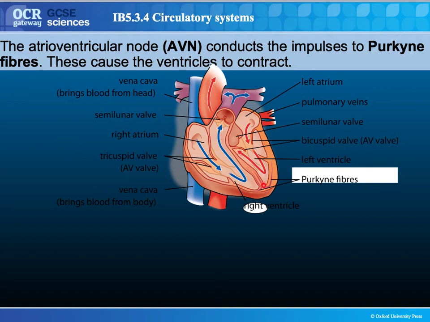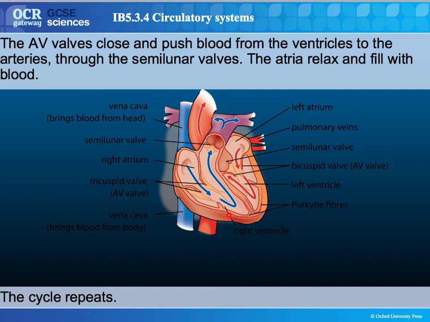We've then got another group of pacemaker cells called the atrioventricular node, and they conduct impulses down the centre of the heart to the Purkinje fibres. Now, the Purkinje fibres are found here, right along the bottom of the heart. And when the impulse reaches these Purkinje fibres, they cause the ventricles at the bottom of the heart to contract. This contraction of the ventricles causes the atrioventricular valves going through the centre of the heart here to close.